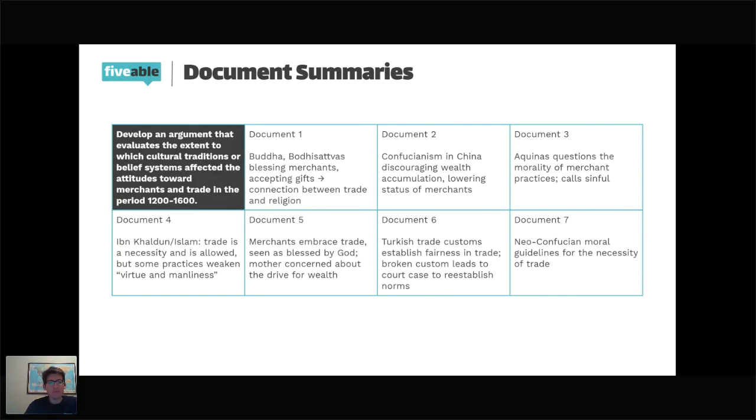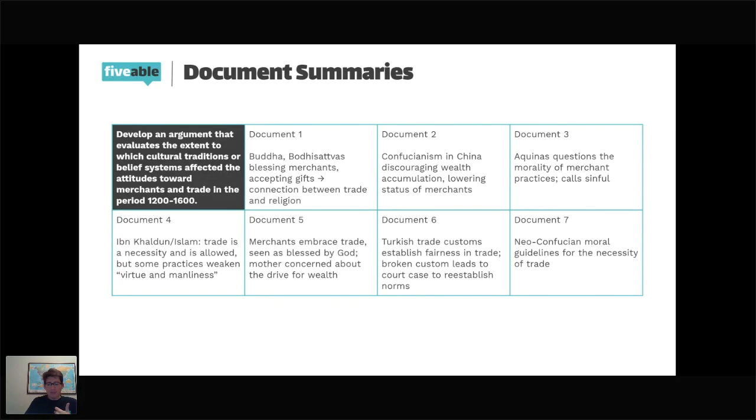the fact that one man broke a long-standing custom, and the court case leads to an admonition of him, basically saying, don't do that anymore. We're going to reestablish these norms because trade's important. So that kind of fits a little bit with document 4, right? This idea that Islam, with its history of supporting merchants, is continuing to support merchants, but for those who practice morally, perhaps following Islamic law or the Quran.